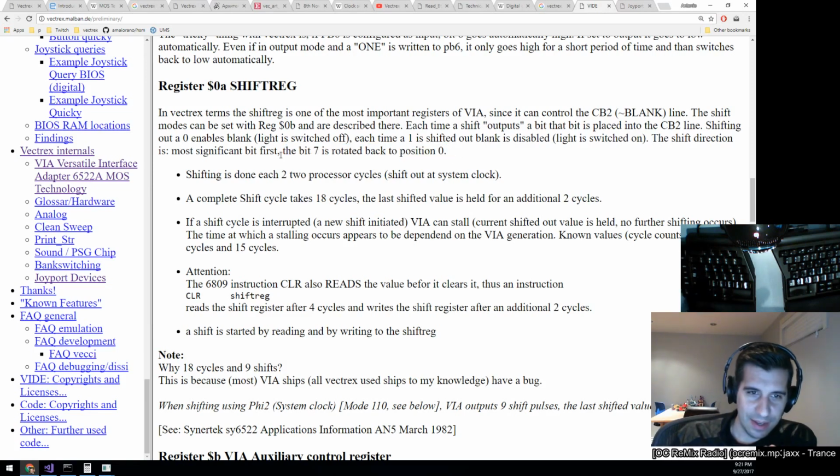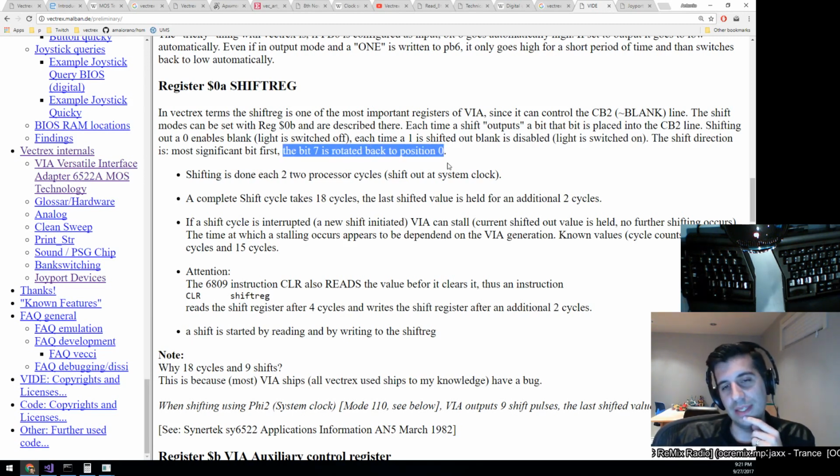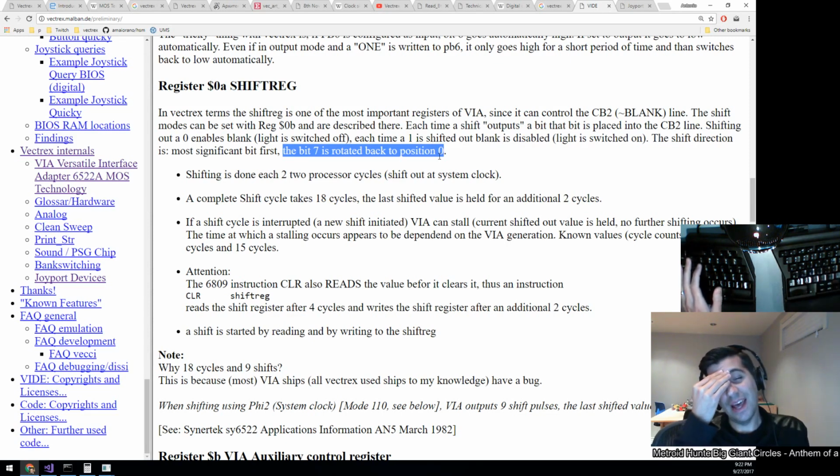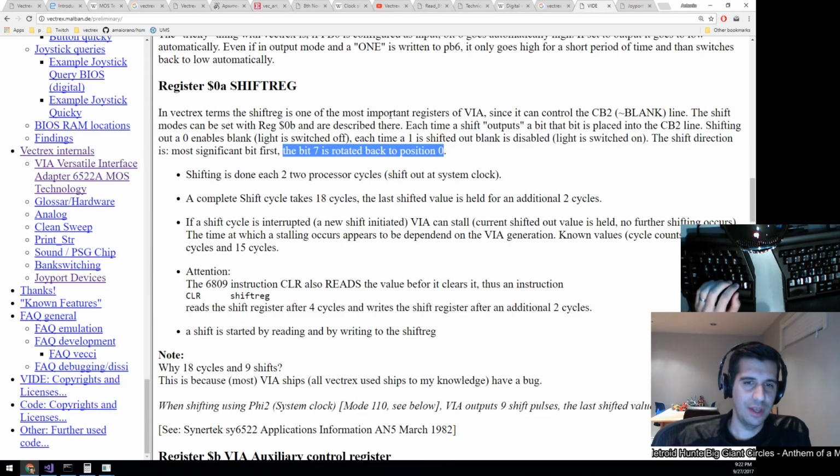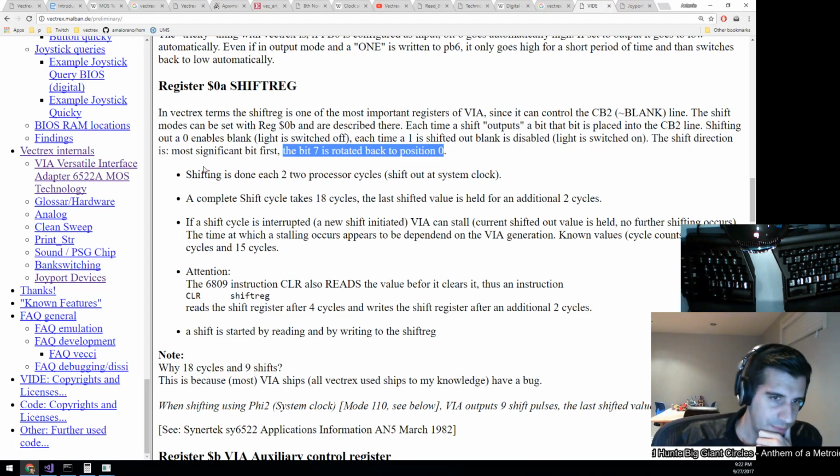Now see, that does not line up with what I figured out. I had read this in a couple of places that bit 7 is rotated back to position 0, but when I had it like that, then we had that kind of messed up rendering, you know? So that's super strange and surprising. But if we keep reading, other things.